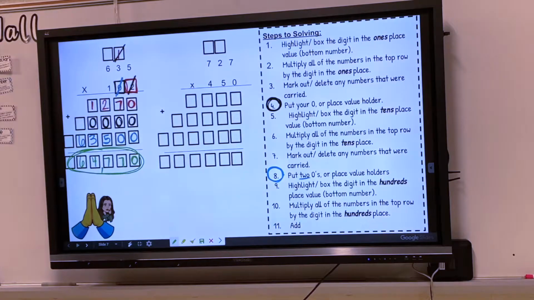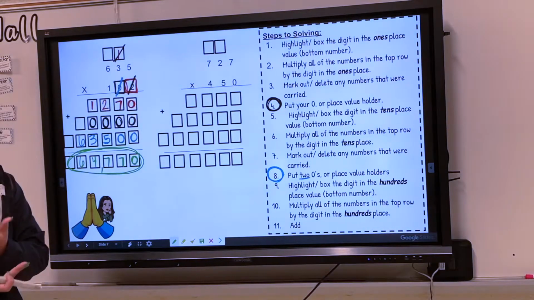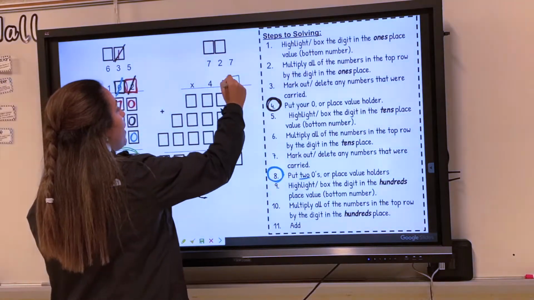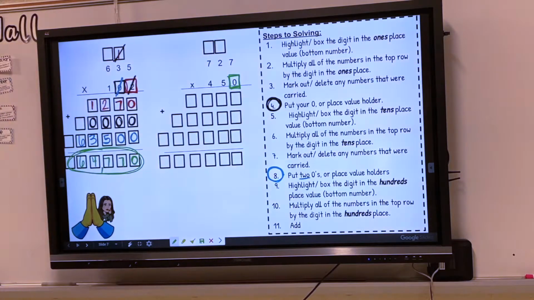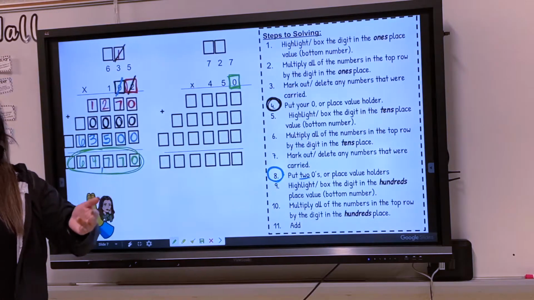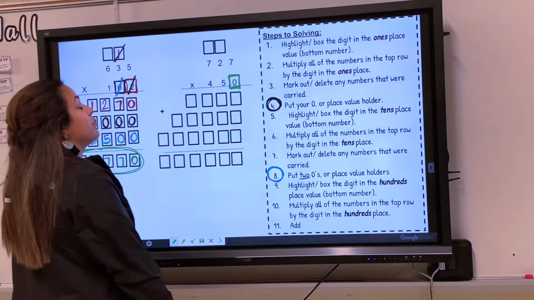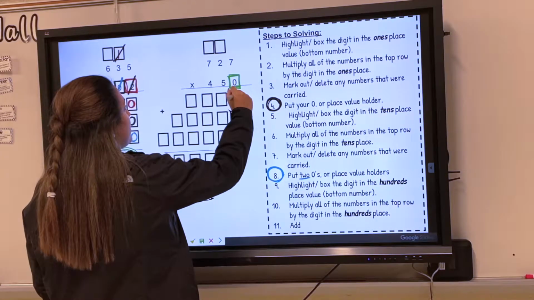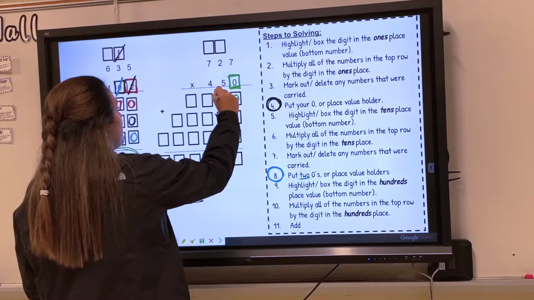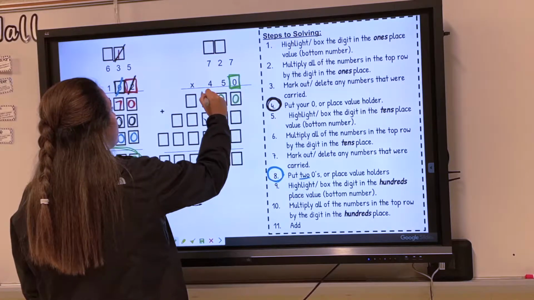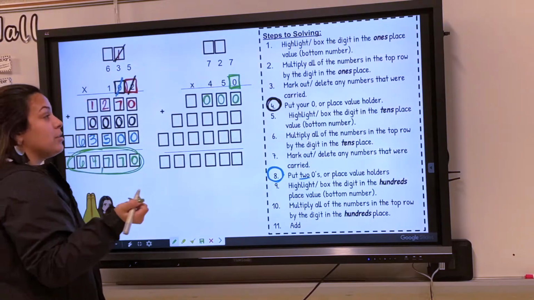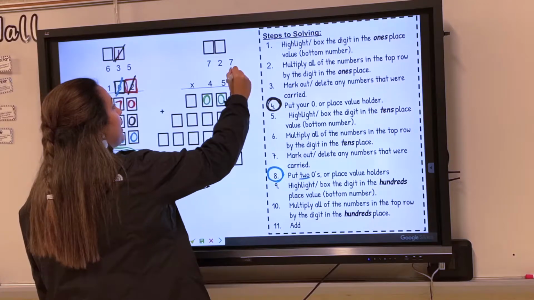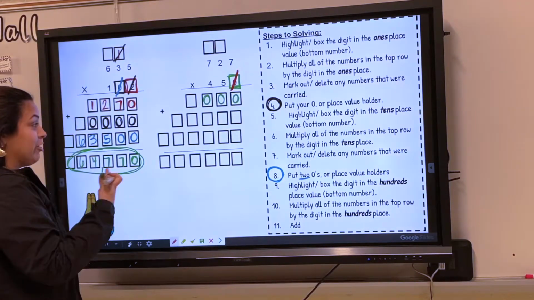All right, next, moving on to 727 times 450. Again, our first step doesn't change. I'm always going to box or highlight the number in my ones place. In this scenario, it is a 0. So now I'm going to multiply 727 by 0. 7 times 0 is 0. 2 times 0 is 0. 7 times 0 is 0. I'm done multiplying, so now I'm going to mark out the number I don't need anymore, and in this scenario, it's 0.